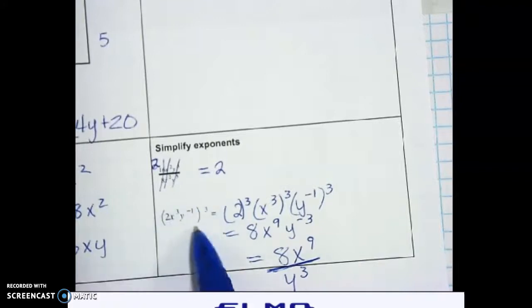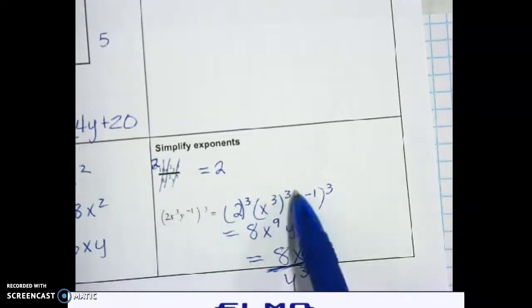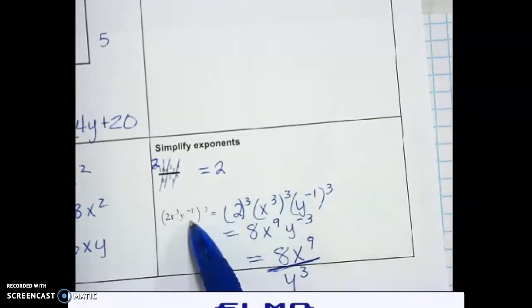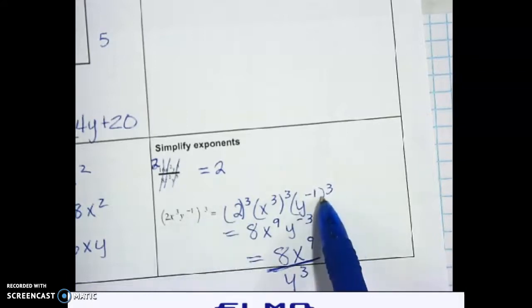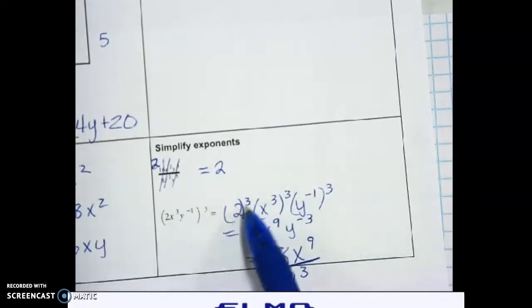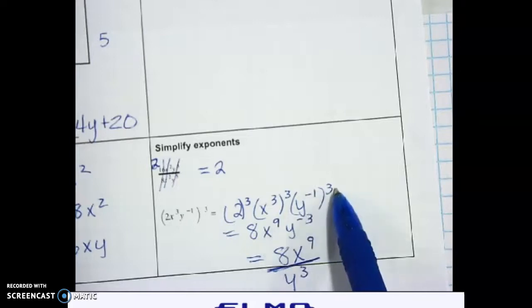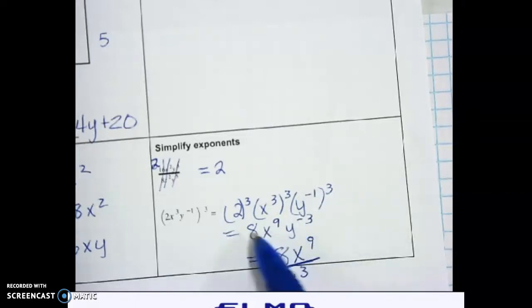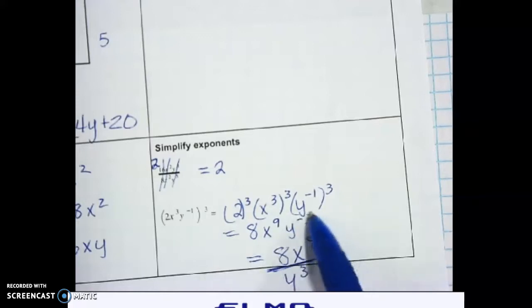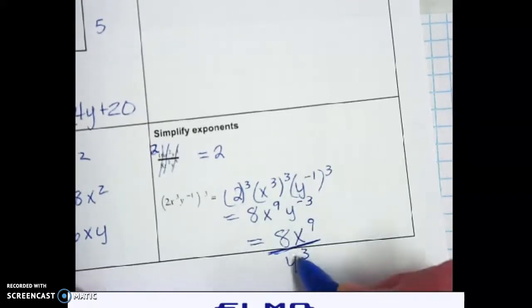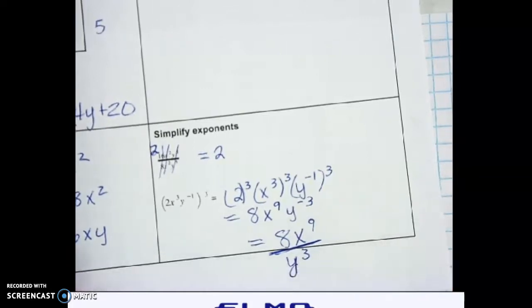Everything inside these parentheses needs to go to the power of 3. So I took the 2, took it to the 3rd power. I took the x to the 3rd, took it to the 3rd power. And I took the y to the negative 1st and took it to the 3rd power. Then I simplified the exponents. So 2 to the 3rd is 8. With these exponents, you multiply, so you get x to the 9th. With these exponents, you multiply, so you get y to the negative 3rd. These two guys are fine, so they stay in the numerator. This negative exponent moves down to the denominator. You have 8x to the 9th over y to the 3rd.